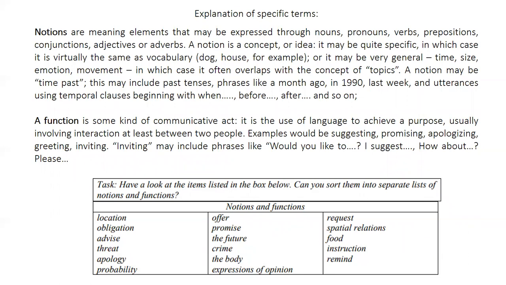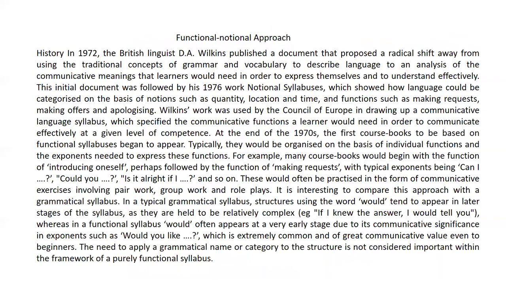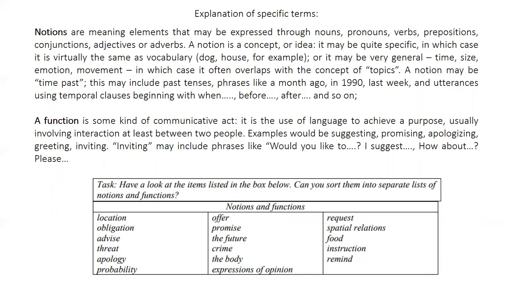Okay, let's have an explanation of specific terms first. Okay, here, explanation of specific terms. When we talk about notions, notions are meaning elements that may be expressed through nouns, pronouns, verbs, prepositions, conjunctions, adjectives, and adverbs. A notion is just a concept. Be reminded that a notion is a concept or idea. You cannot see it.